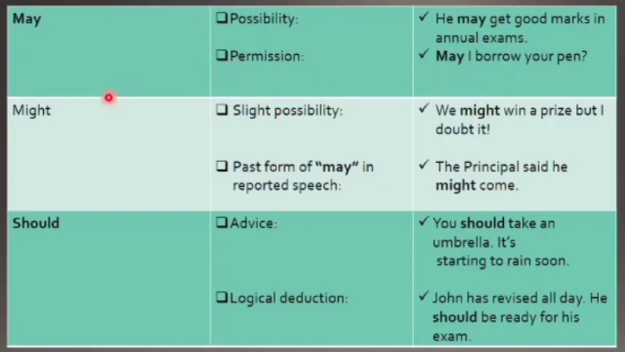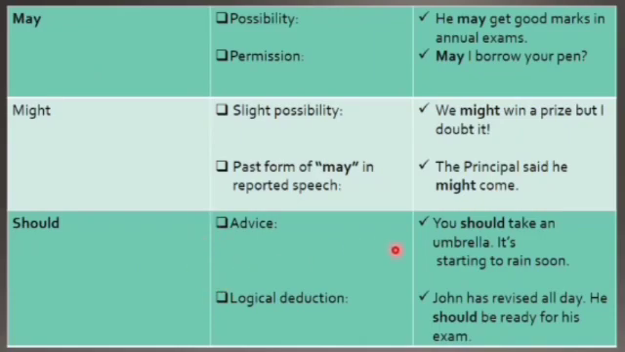The next modal verb is might, which is used for slight possibility and as the past form of may in reported speech. We might win a prize, but I doubt it. So here might shows a slight possibility of winning the prize. In the next example, the principal said he might come. So here the modal verb might is just like reported speech, that the principal is reporting by using the modal verb. And the next modal verb is should, which is used for advice and logical deduction.